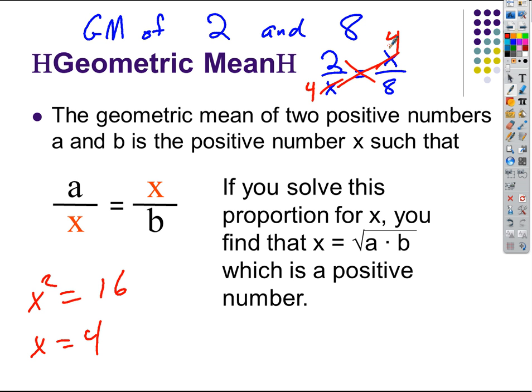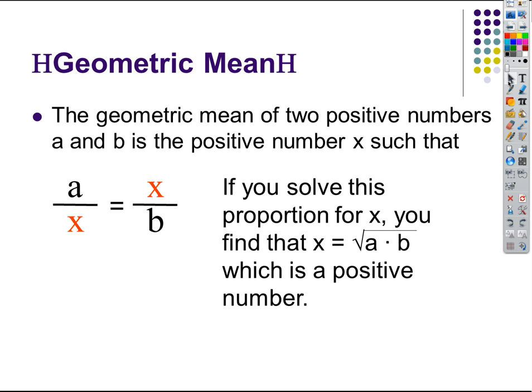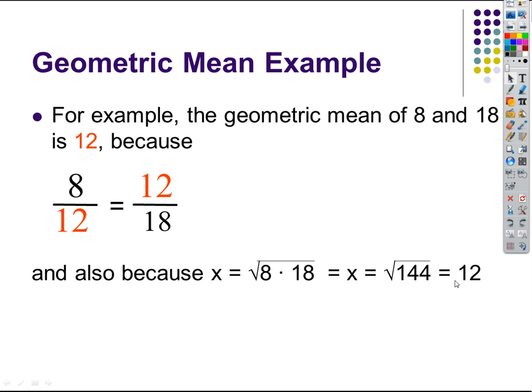And of course, if you just do this in general, if we don't worry about the specifics, but we just take the general form of a geometric mean of two numbers, a and b, if I were just to solve this equation, look what happens. If I cross multiply, I just get x squared equals a times b, so therefore x would equal the square root of a times b. And that'll always work. Okay?